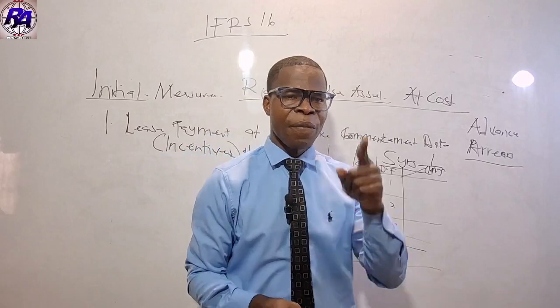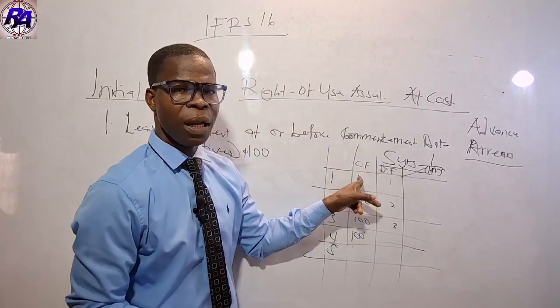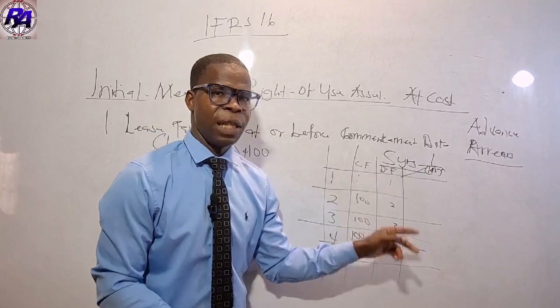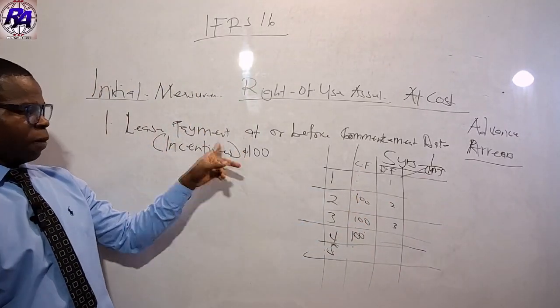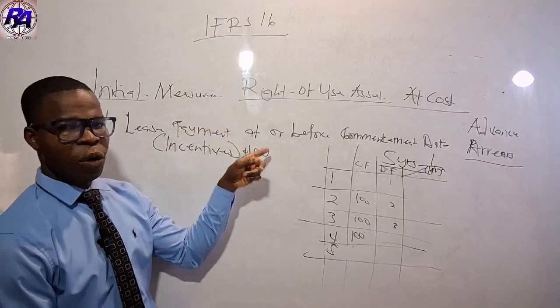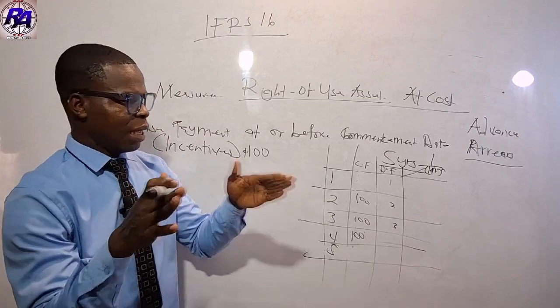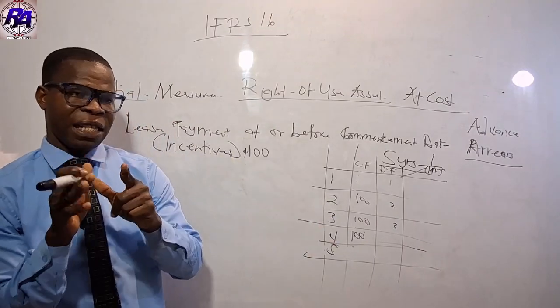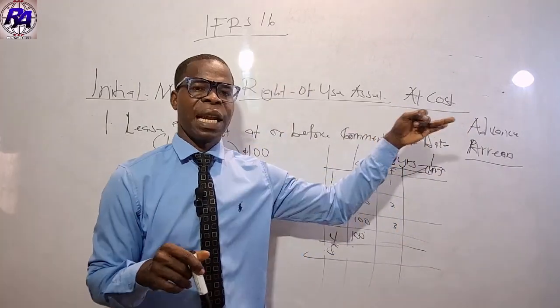When that happens, that lease payment will not be part of the first payment, will not be part of this payment, will not be part of the lease liability. It will surface here because of this statement: lease payment at or before the commencement date. Please take note. So this is where you have to be vigilant as to how the lease payment is paid, and whether it's paid in advance or in arrears.